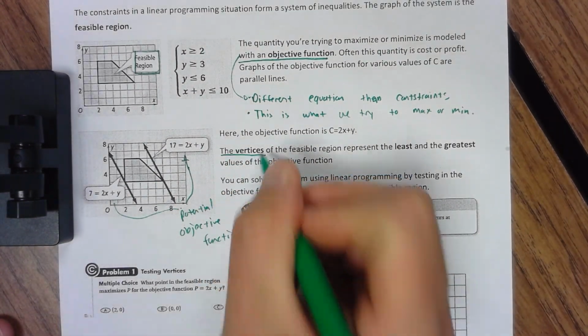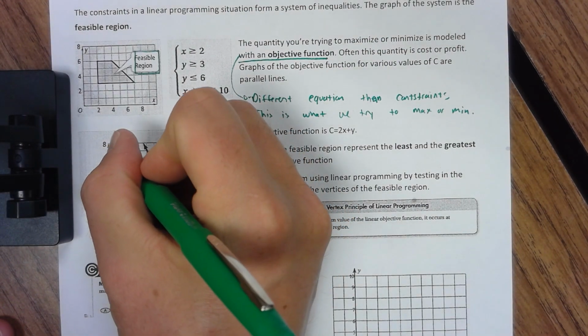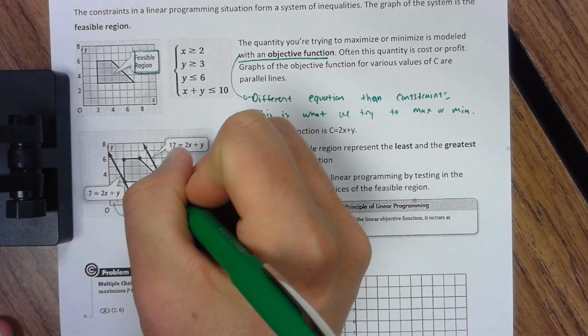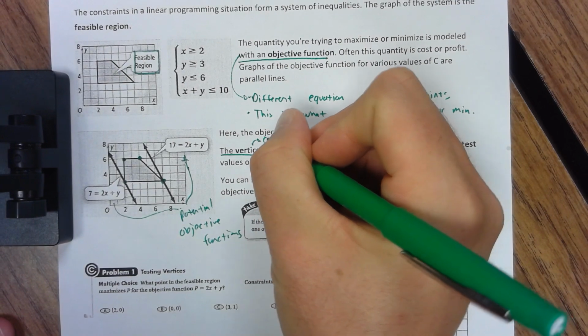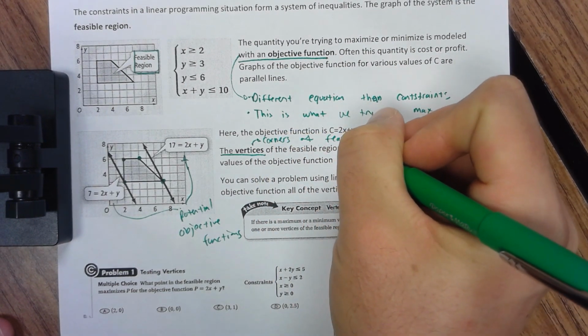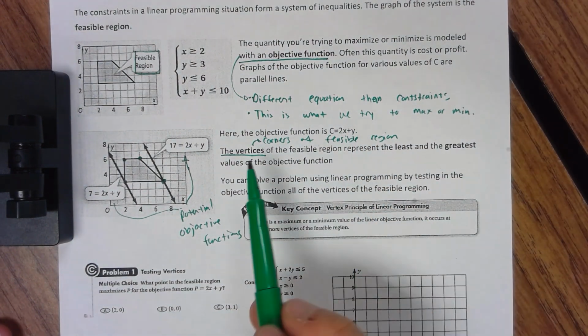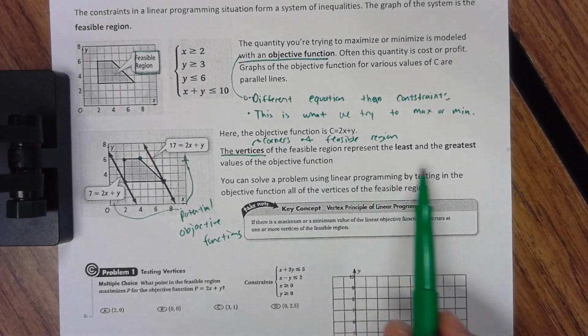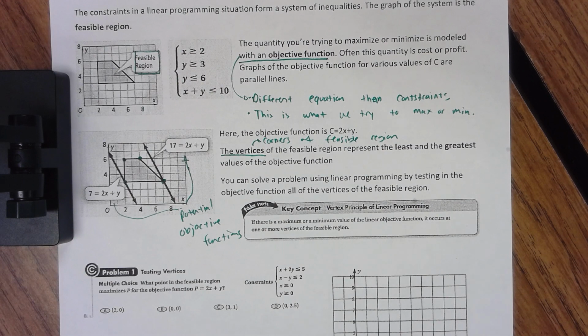The vertices. So again, there's more language associated here. Vertices are like the corners of your feasible region. And let's maybe make a note of that as well. So vertices, corners. And it's these vertices of the feasible region that represent either the least and the greatest values. So it's one of those vertices that's going to allow us to maximize or minimize the objective function.